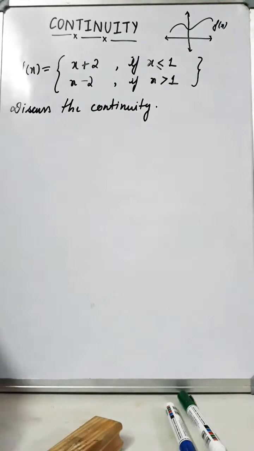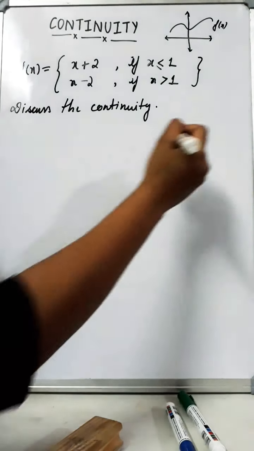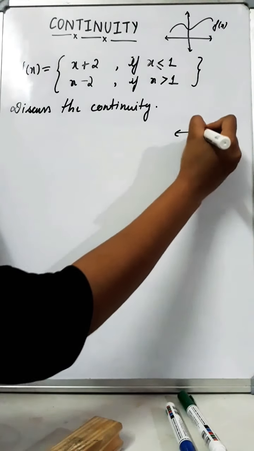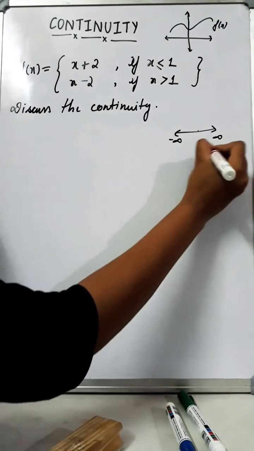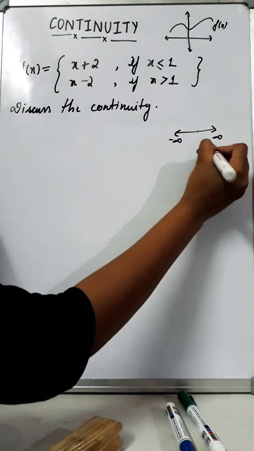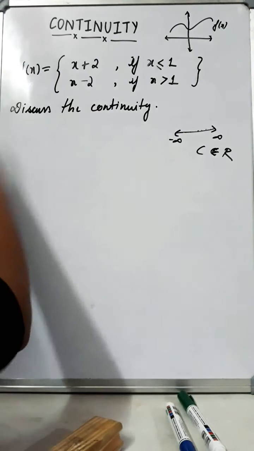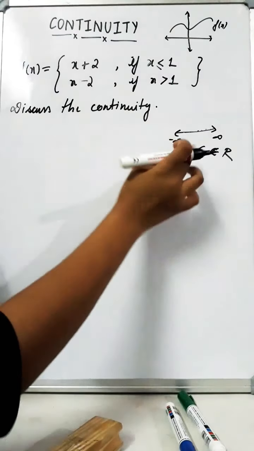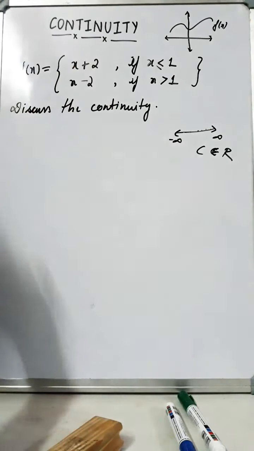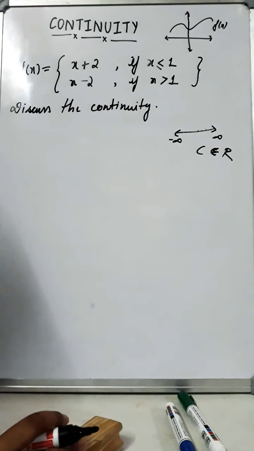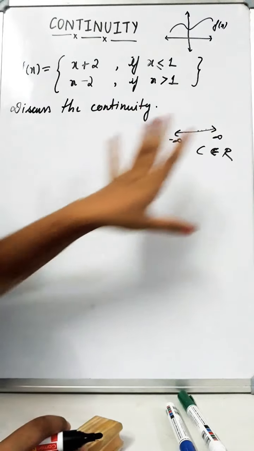Now you see, this function is defined on all the points of the number line. For any point c on this real number line, this function is defined. Everywhere this function can be mapped. If you take any c, you will get a certain value. So now we have to check whether this function is continuous throughout this real number domain.